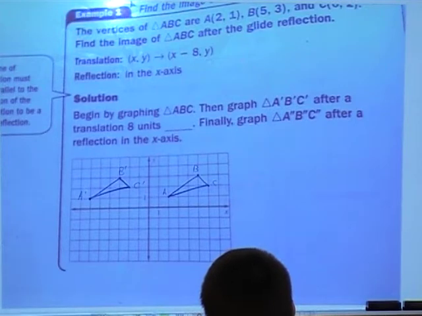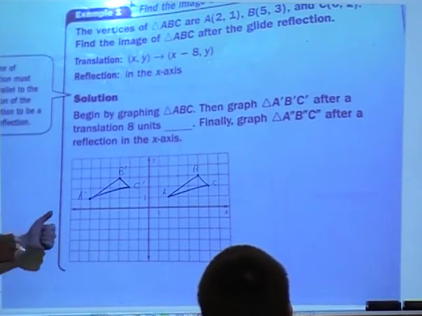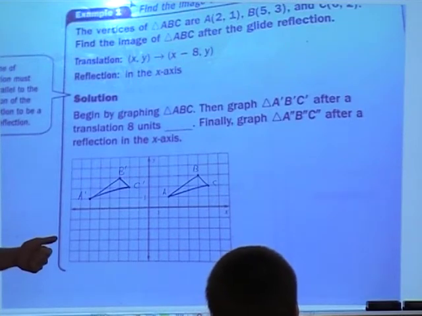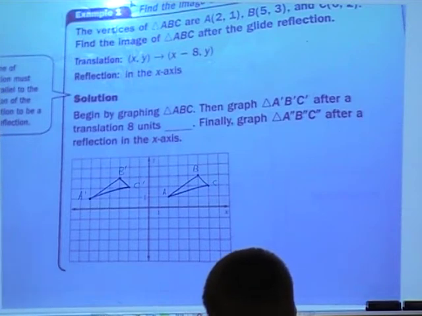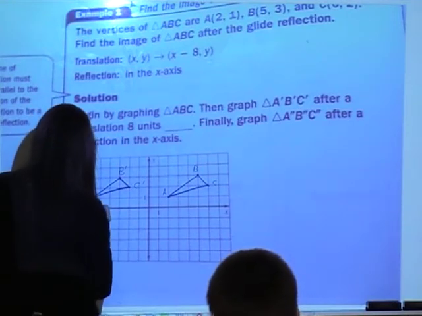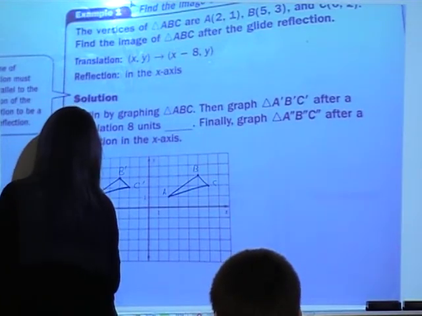Then the next transformation is a reflection in the x-axis. How do I do that? Somebody want to come up and do that real quick? No? It's an easy one. Come on. Show everybody how to do the reflection in the x-axis. Do you put 2? Yeah, double prime. This is the second transformation.